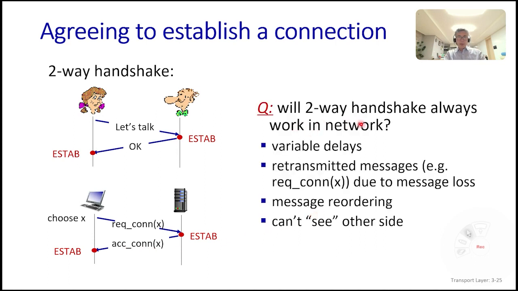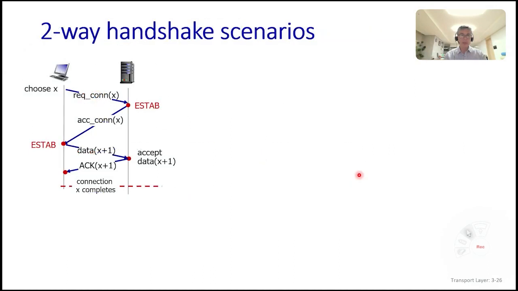So will a two-way handshake always work in a network? Usually, yes, it works, despite variable delay, retransmitted messages, message reordering, and the inability to see the other side. The major problem is when some packet loss happens, or an acknowledgement is delayed.